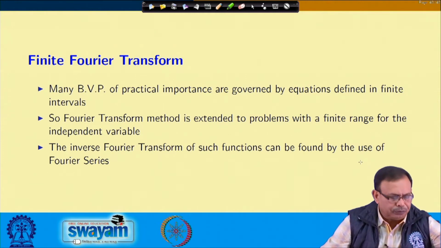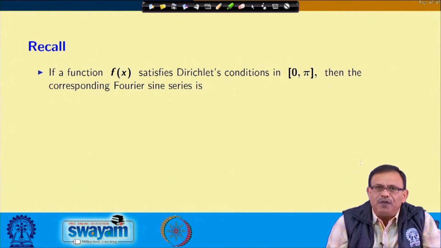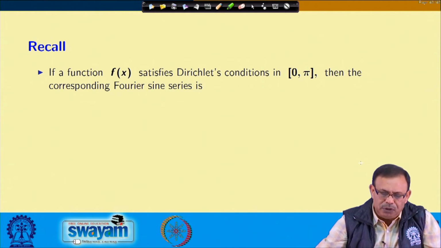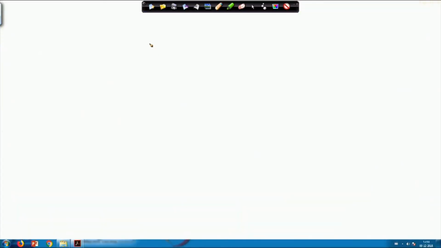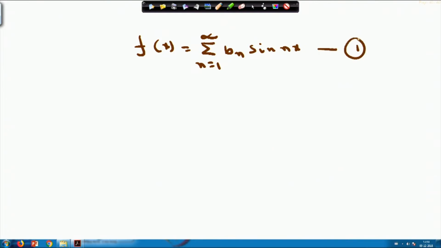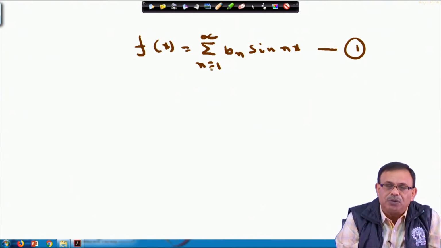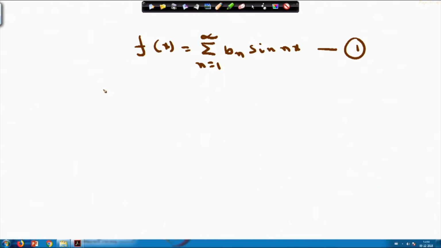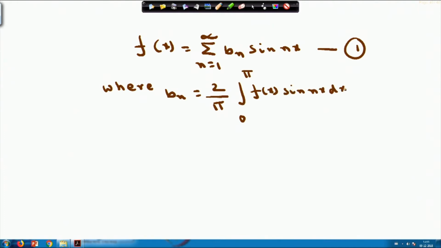If you recall, if a function f(x) satisfies the Dirichlet's condition in 0 to pi, then the corresponding Fourier sine series will be f(x) equals summation n equals 1 to infinity b_n sin nx. This we have done earlier. Where b_n is equal to, if you remember, 2 by pi integral 0 to pi f(x) sin nx dx. Here n varies from 1 to infinity.